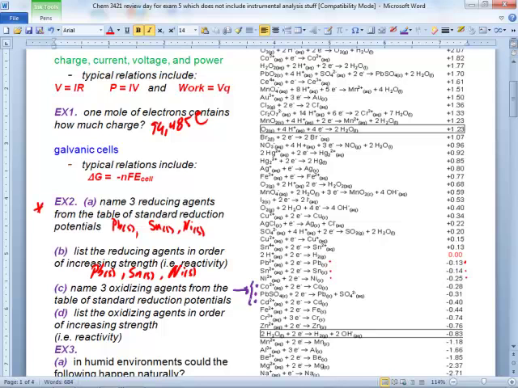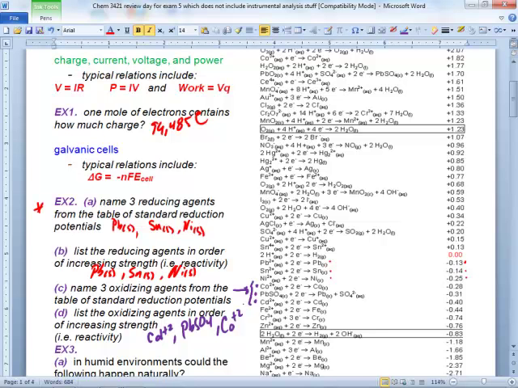You want to go from weakest to strongest. The one that's the most negative is Cd, negative 0.4. Increasing strength, so you'd have cadmium, then the PbSO4, and finally, cobalt. None of them are very good, but hey, that's how they are. That's the order that they would actually react. Does that make sense?